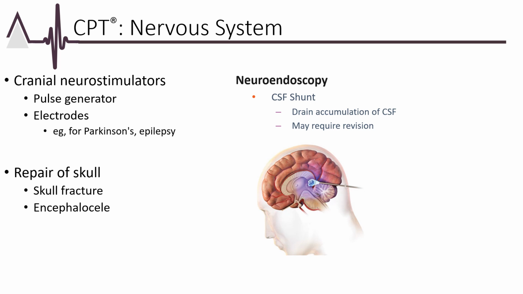CSF shunt codes are used for placement of shunts or drains to remove cerebral spinal fluid. If this vital fluid that bathes the brain and spinal cord doesn't drain properly due to a tumor or other blockage, increased pressure can cause brain damage. These codes report the creation, replacement, revision, and/or removal of CSF shunts.